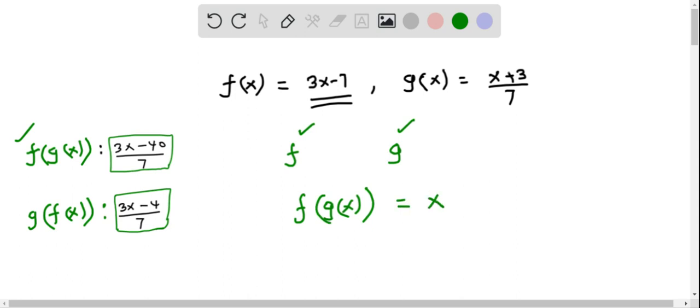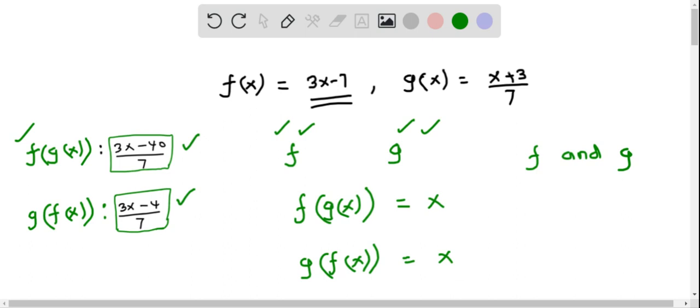And also if we say f is the inverse of the function g, then we should see that g of f of x must also equal x. But clearly, as we have already determined, f of g of x and g of f of x, these two are not equal to x. So therefore we say that f and g are not inverse to each other.